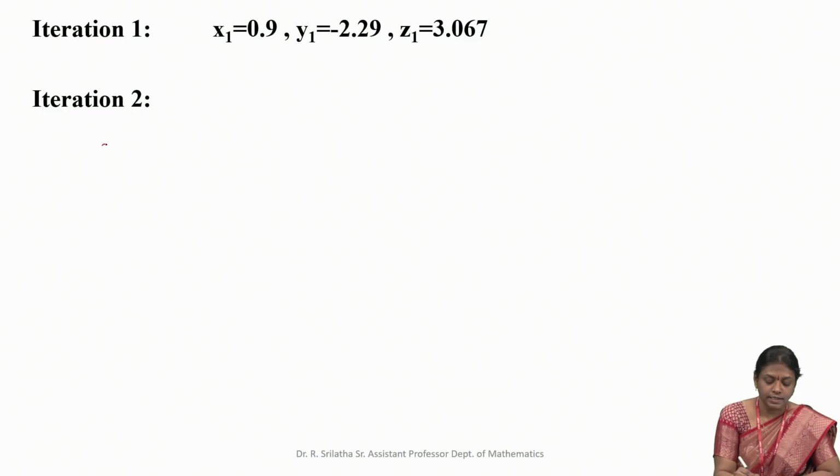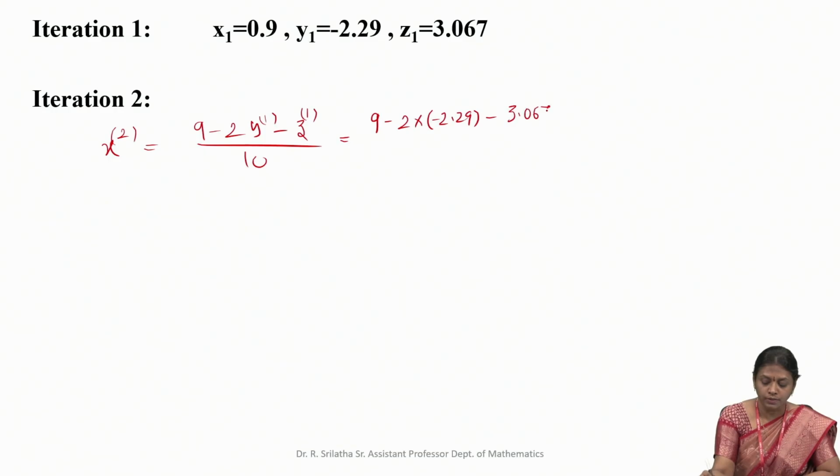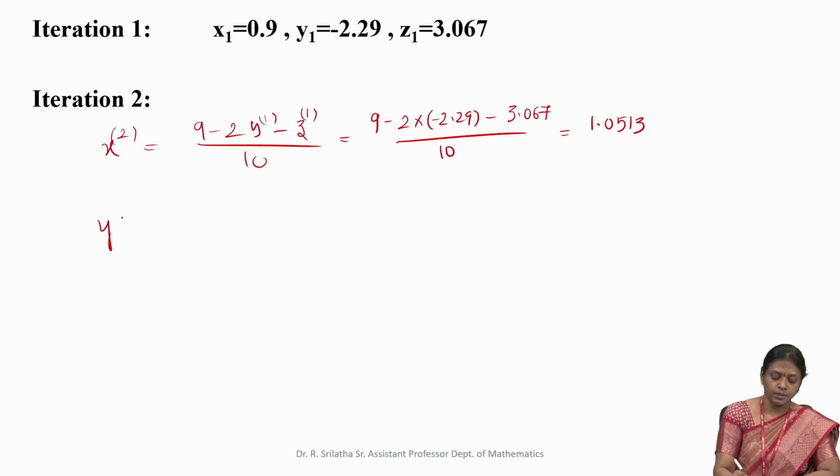Now I will be calculating the second iteration value, which I calculate as x to the power of 2, which is equal to, my equation is given by 9 minus 2 y to the power of 1, that is, first iteration values I need to use here, whole divided by 10. So here 9 minus 2 multiplied with minus 2.29 and minus 3.607 whole divided by 10. So after calculations, I will be getting the value as 1.0513.